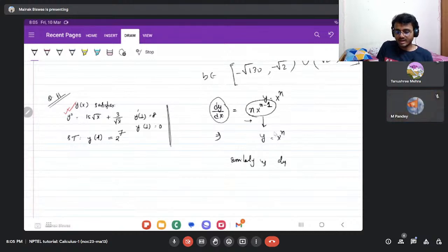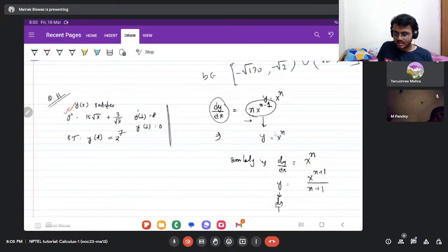if dy dx is equal to x to the power n, y should be x to the power n plus 1 by n plus 1. Just take the derivative of this. Dy dx is n plus 1 into x to the power n plus 1 minus 1 by n plus 1, which is x to the power n, right?